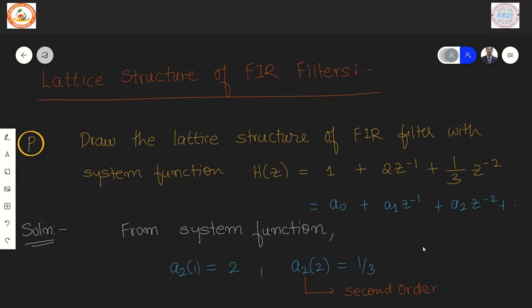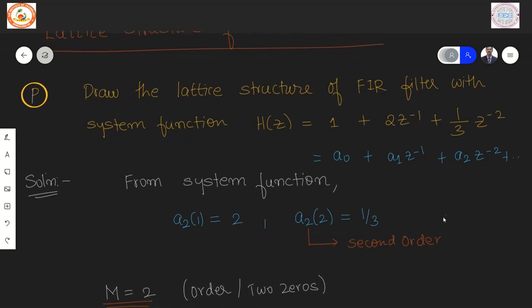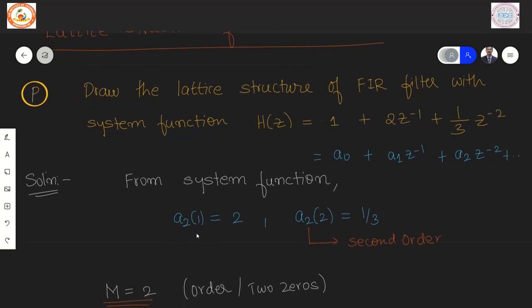Now, in the solution we depict the same coefficients but in a slightly different way. We use the notation A2 of 1, A2 of 2 and A2 of 0, where 2 indicates the order. So the order is second order here. The first coefficient will be called A2 of 0, which is equal to 1. A2 of 1 is the second coefficient, and A2 of 2 is the third coefficient.